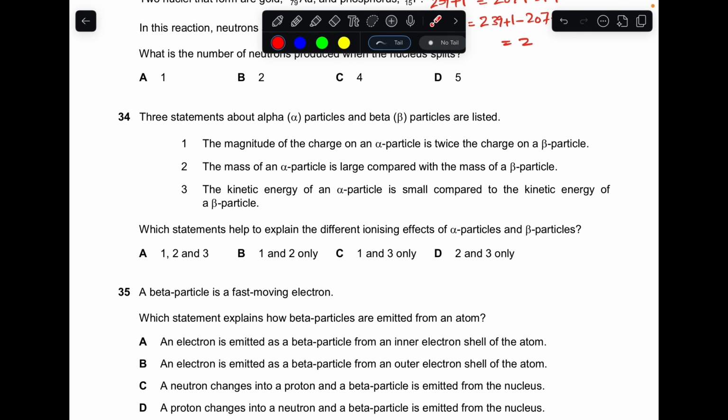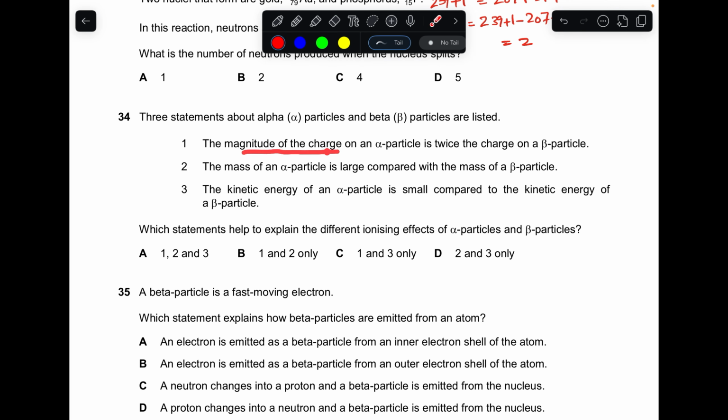Okay, that's question 34. Three statements about alpha particles and beta particles are listed, such as the magnitude of charge, but you have to tell which statement helps to explain the different ionizing effect of alpha particles and beta particles. Okay, only the ionizing effect.